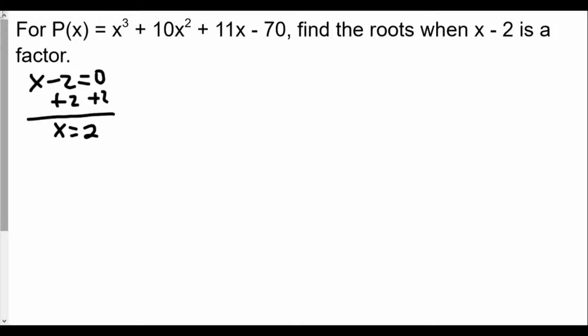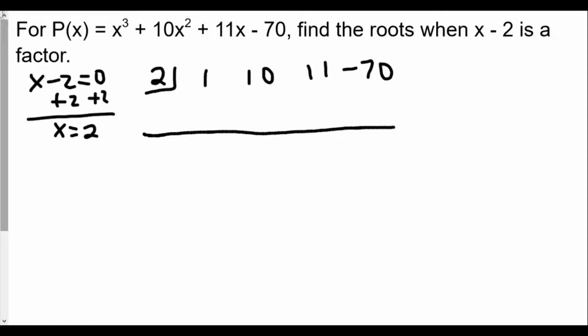So let's set up our synthetic division, and so we'll put the root 2 in the corner, and then fill in the coefficients, in this case for 1x cubed plus 10x squared plus 11x minus 70. So we have 1, 10, 11, and negative 70. We leave a little space in between and draw the bar, and so now synthetic division.